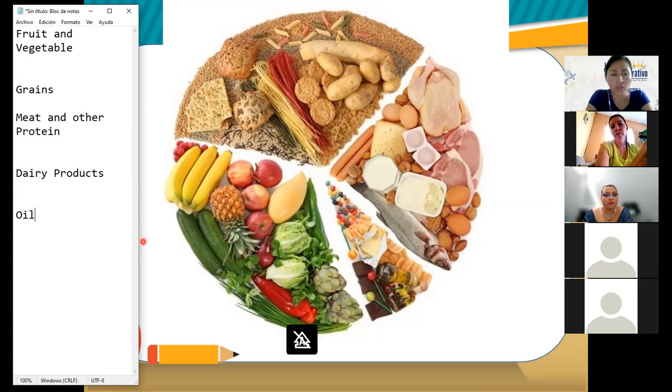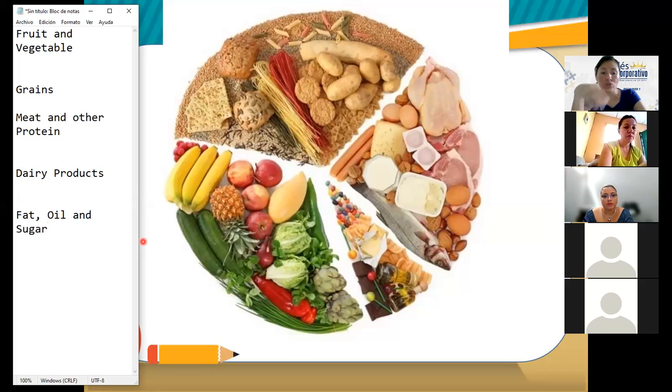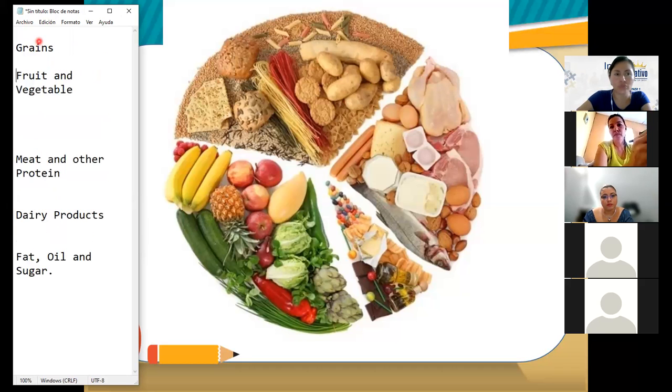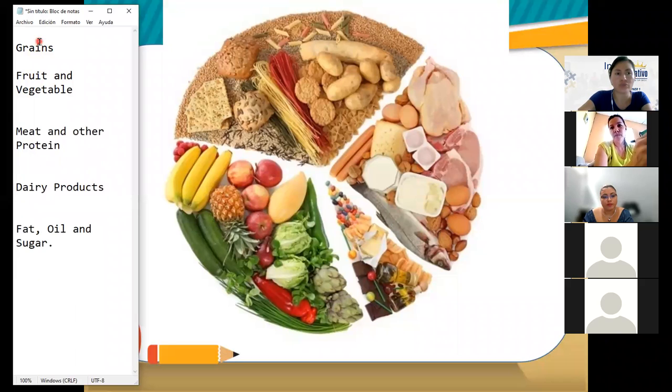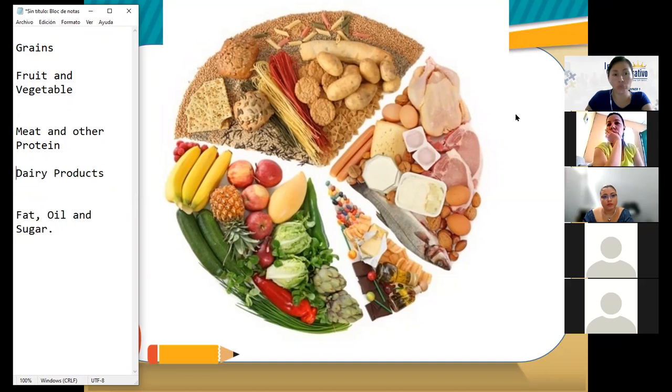Dijimos sugar. Fat, oil, candy, sugar, ¿verdad? Fat, oil, and sugar. Those are the different products that we can find on that. Okay, very good. Bueno, vámonos para acá. Vamos a ponerle more. So the first one, according to the food pyramid, is grains. Then we have fruits and vegetables. Next to each other, we have meat and other protein and dairy products. And last but not least, we have fat, oil, and sugar.